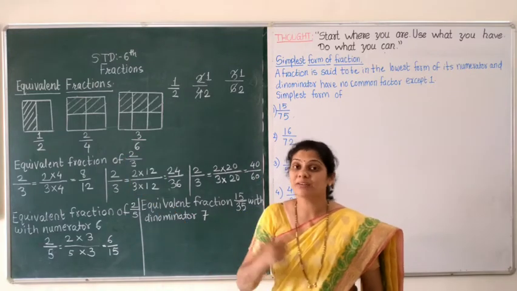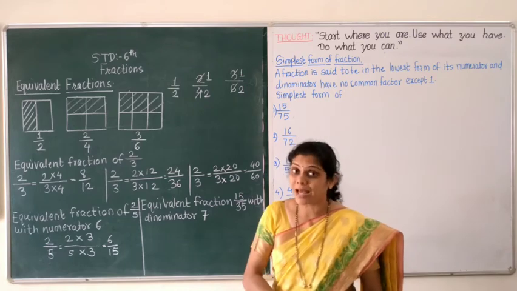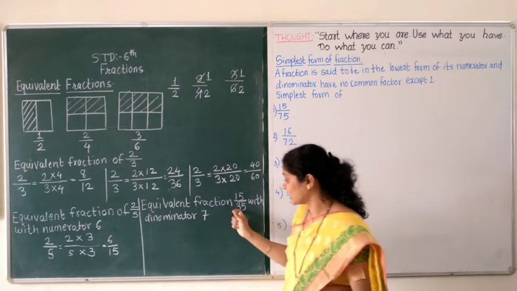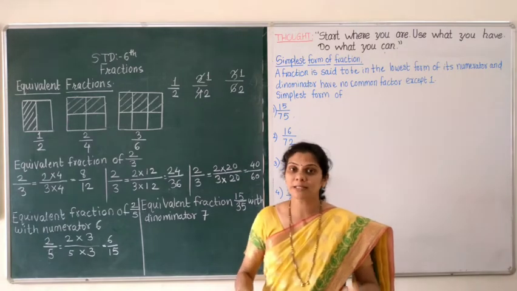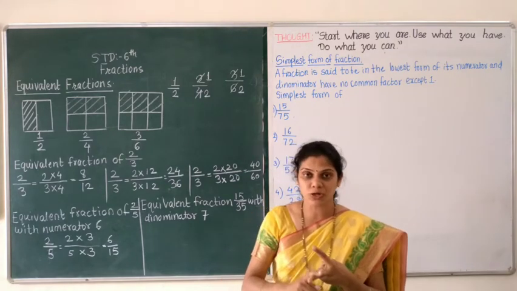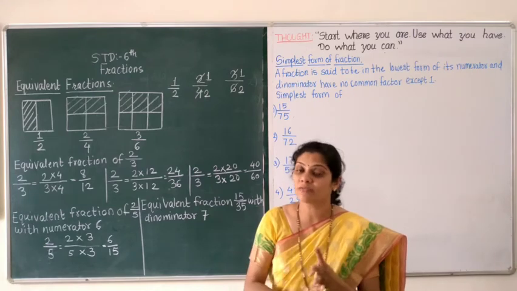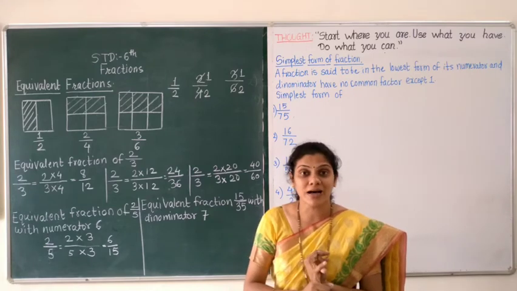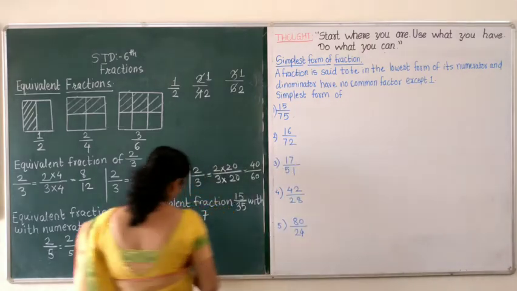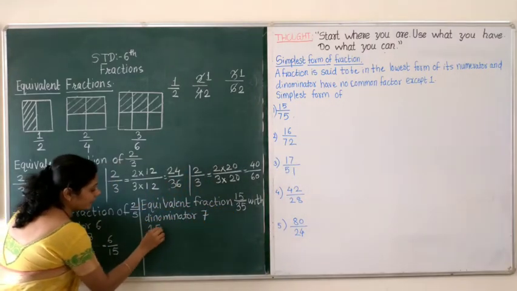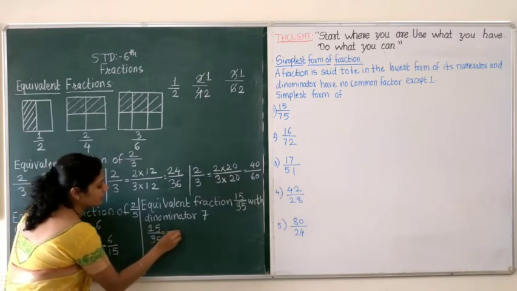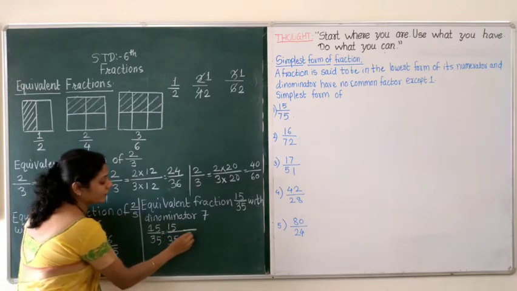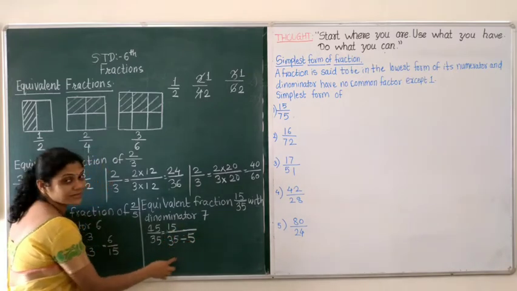So we have to divide it here. And we know that 35 comes in the table of 7. Now at which place? 7 ones are 7, 7 twos are 14, 7 threes are 21, 7 fours are 28, 7 fives are 35. So 15 upon 35. So we have to divide here 35 by 5. So we get 7. 5 sevens are 35.